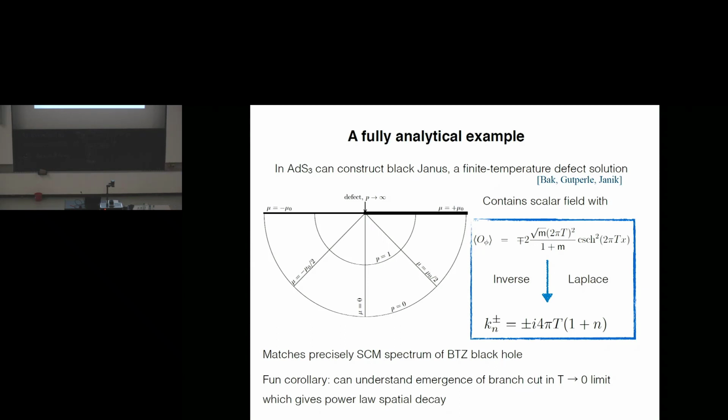Now, in the language of what I've been saying so far, you can write down an expectation value of a scalar field in this geometry. T is just a temperature, M is just a jump across the obstacle. You inverse Laplace transform it, and what you find is that this is a superposition of all the spatial collective modes. So you get all the spatial collective mode frequencies of BTZ using the inverse Laplace transform of this solution.